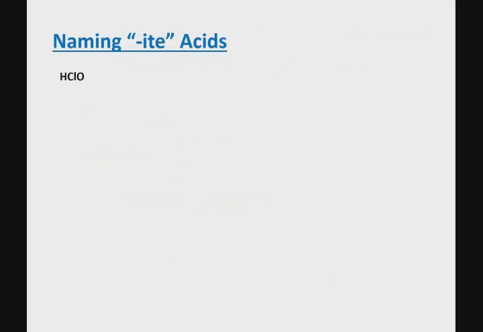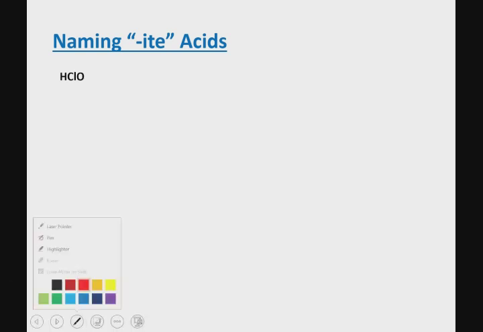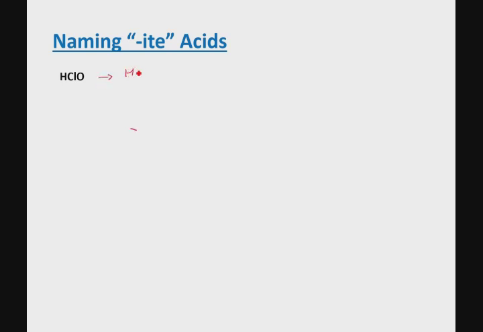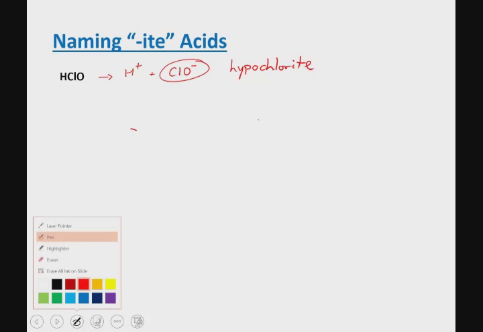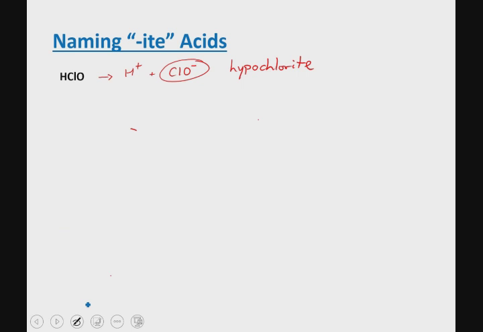Okay, let's try out a couple more. Here's another one. What will be the anion from this acid? So it will of course break up to make a proton and ClO minus. ClO minus is called hypochlorite. Again, it's an anion's name ending with an -ite, so HClO is called hypochlorous acid.